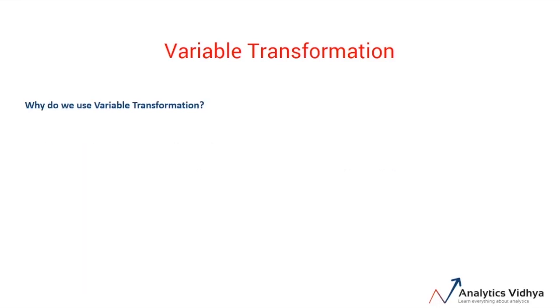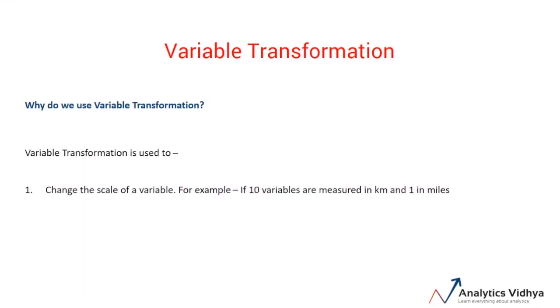So why do we use variable transformation? Variable transformation is used when we want to change the scale of a variable. So for example, if there are 11 variables in your dataset, and 10 variables are measured in kilometers, while the 11th variable is measured in miles, this difference of scale can cause errors in making accurate predictions. So we convert back the variable which is in miles to kilometers using the variable transformation.